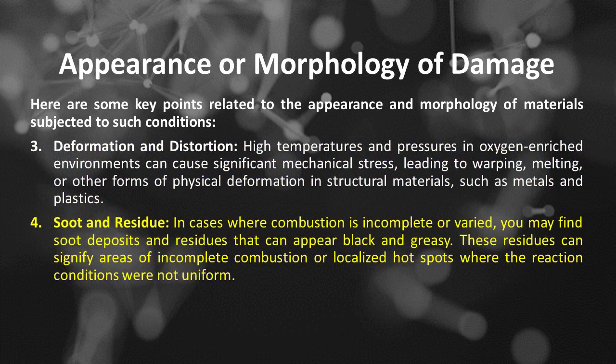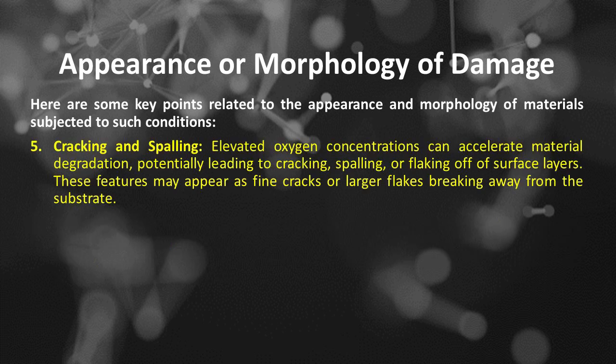Number 4 is soot and residue. In cases where combustion is incomplete or varied, you may find soot deposits and residues that can appear black and greasy. These residues can signify areas of incomplete combustion or localized hot spots where the reaction conditions were not uniform. Number 5 is cracking and spalling. Elevated oxygen concentrations can accelerate material degradation, potentially leading to cracking, spalling, or flaking off of surface layers. These features may appear as fine cracks or larger flakes breaking away from the substrate.